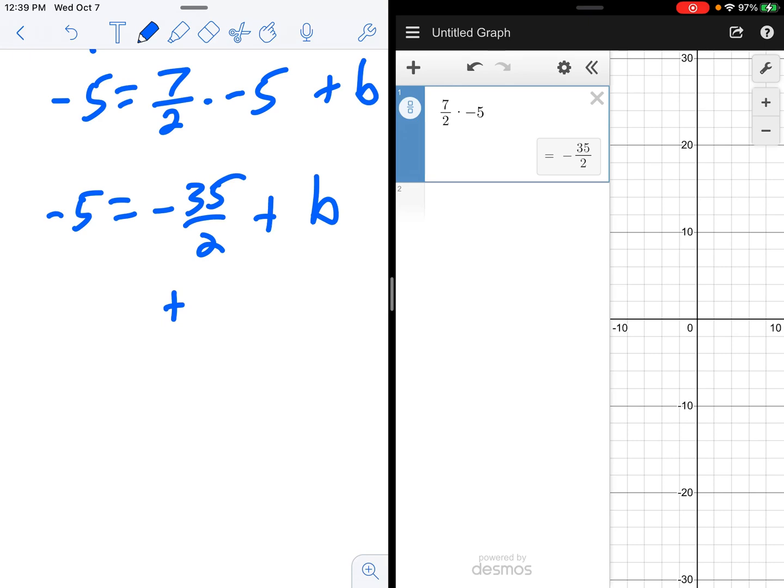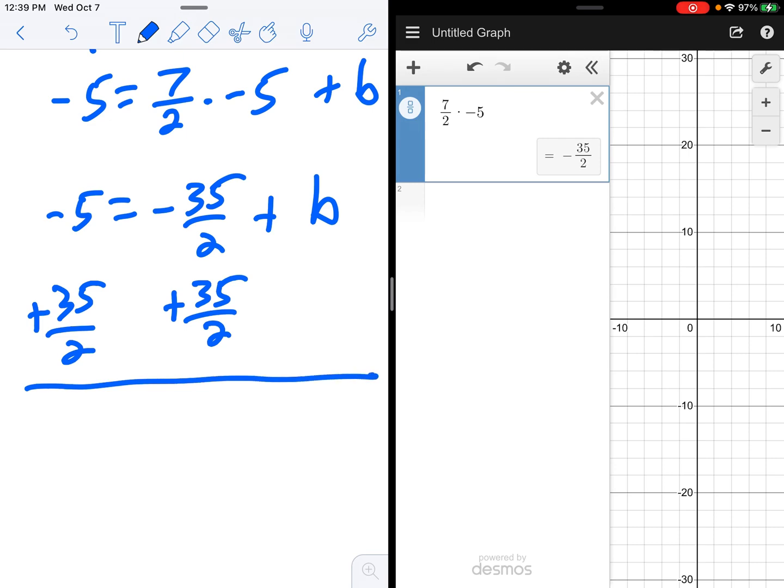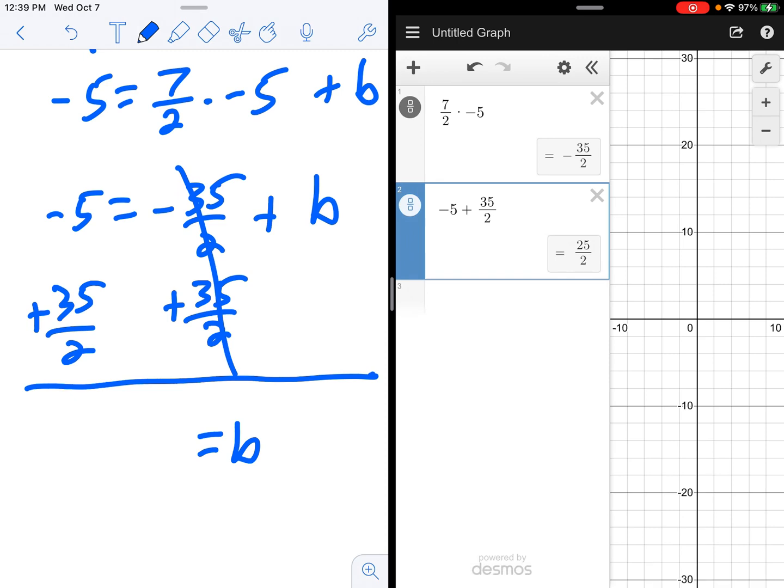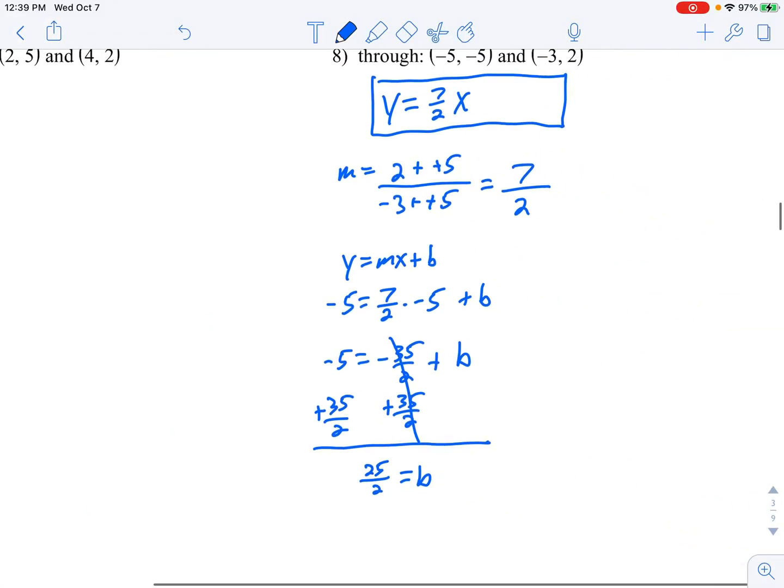I need to isolate b, so I need to add 35/2 to both sides. And this, of course, cancels out. I get b equals -5 plus 35/2. Again, you should and could be able to do this on your own without a calculator, but right now, if you're just thinking, I want to focus on the main point of the assignment and not fractions, I'm going to type -5 plus 35. Again, the fraction or the divide button can be your fraction bar over 2, and then hit that little circle there, and you get 25/2. So our b works out to be 25/2.